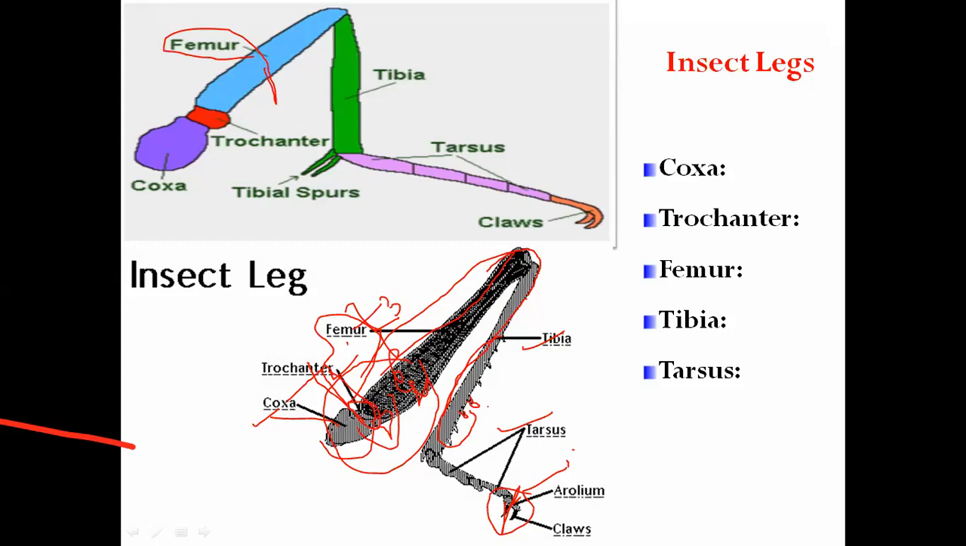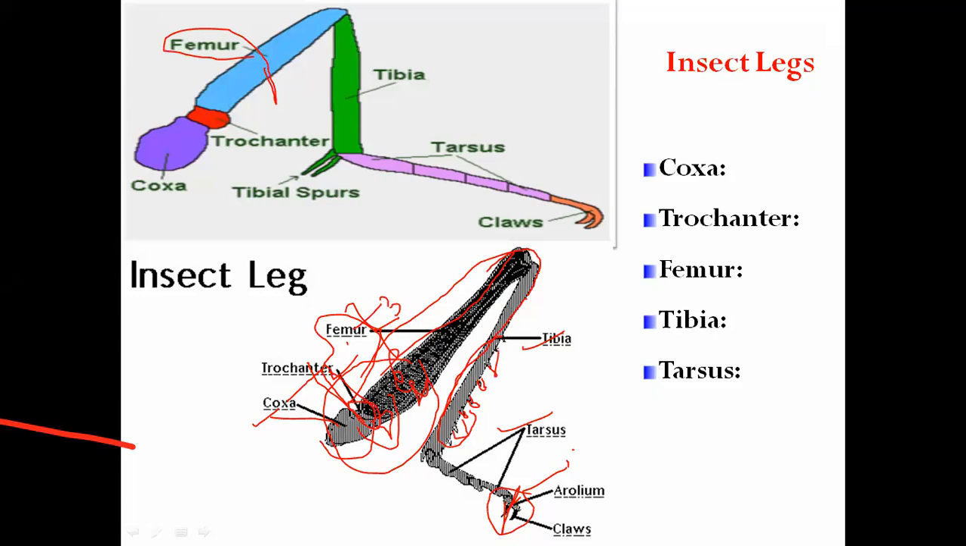Okay, spine, and we can call it the tibial spur, which is present on the lateral side of the tibia of insect legs. That is called a spine-like structure. So the tibial spur is present on the lateral side. Okay, so this is the tibia, the fourth segment, a part of the insect leg.